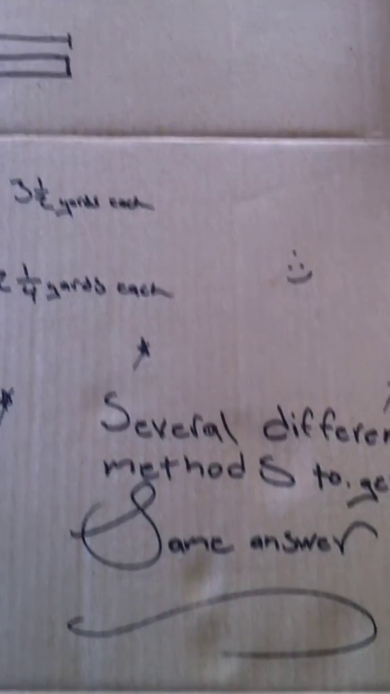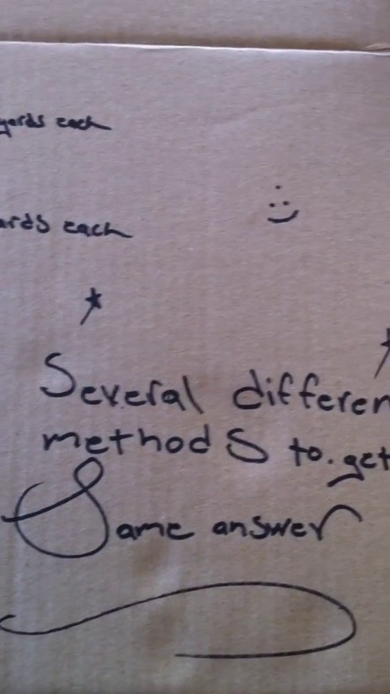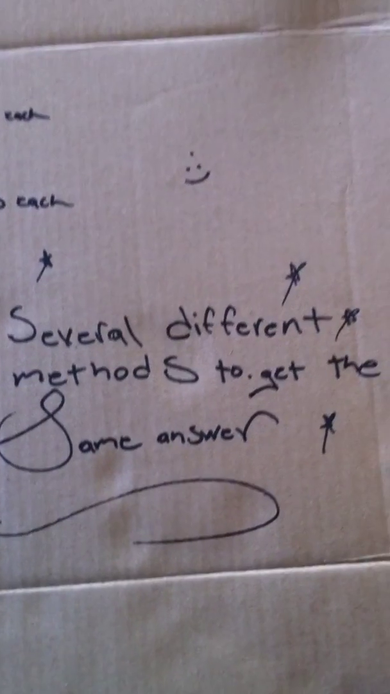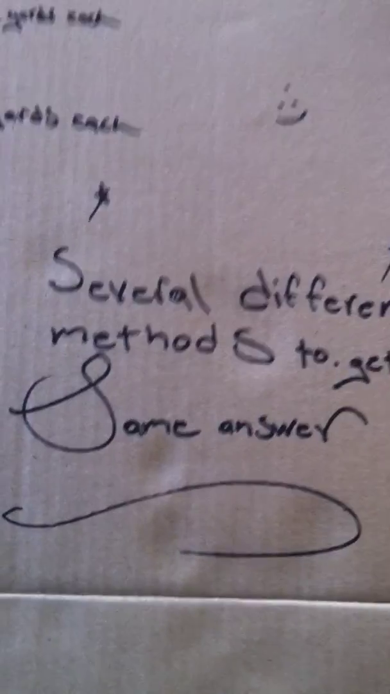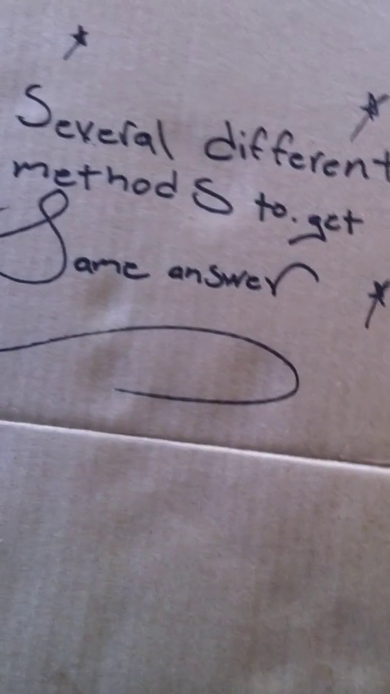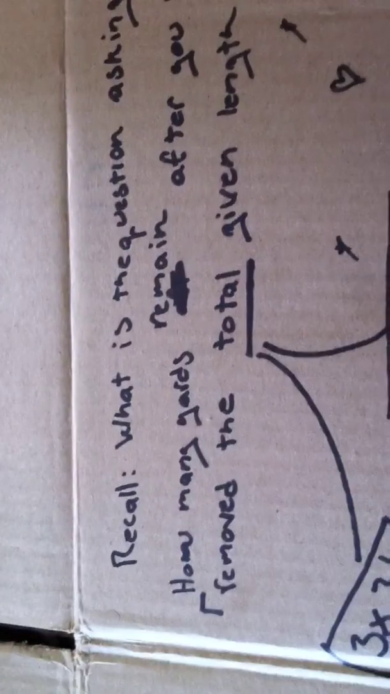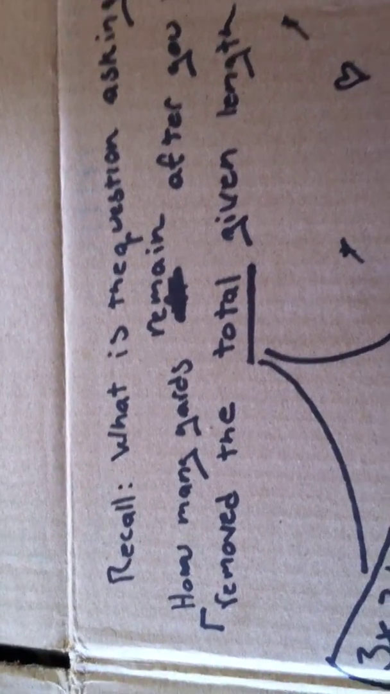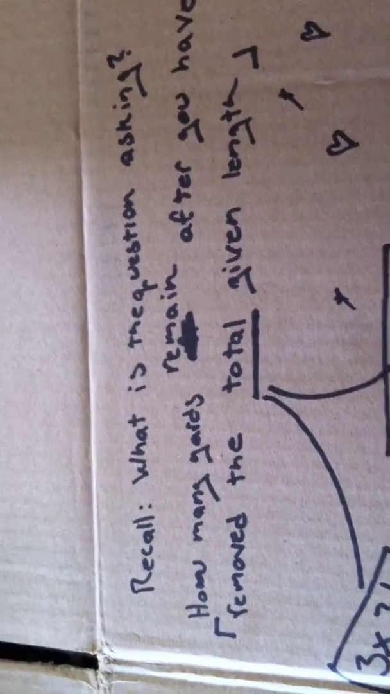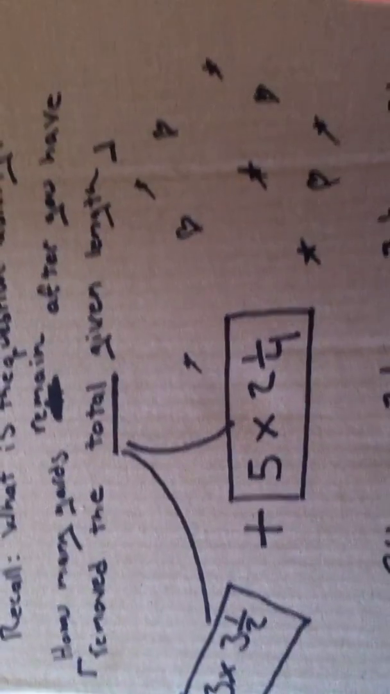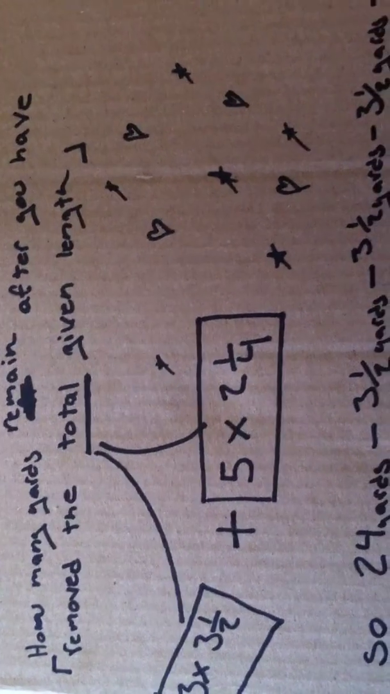So one thing I want to illustrate with math is that there are several different methods to get the same answer. I want to put a star by that. I'm going to show you a couple of them. So let's recall the question. The camera might do something trippy to you, but I apologize for that. Recall what the question is asking for: how many yards remain after you've removed the total given length?